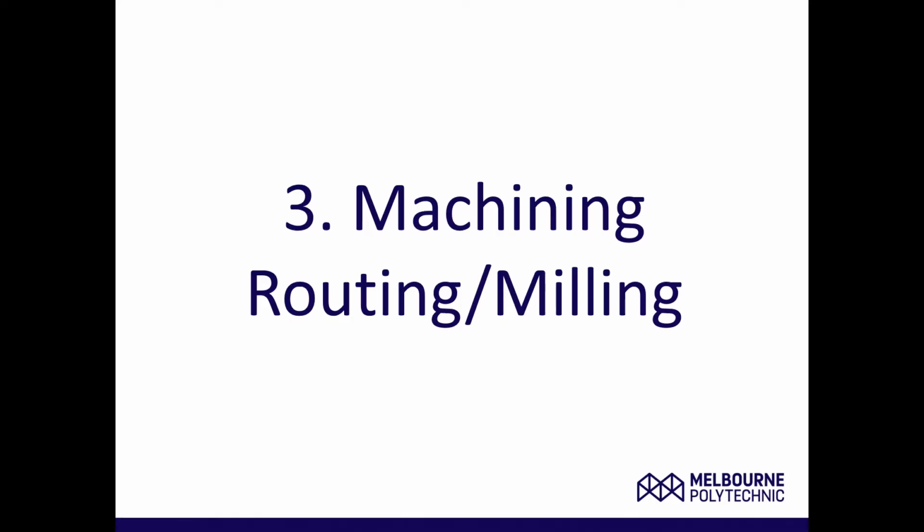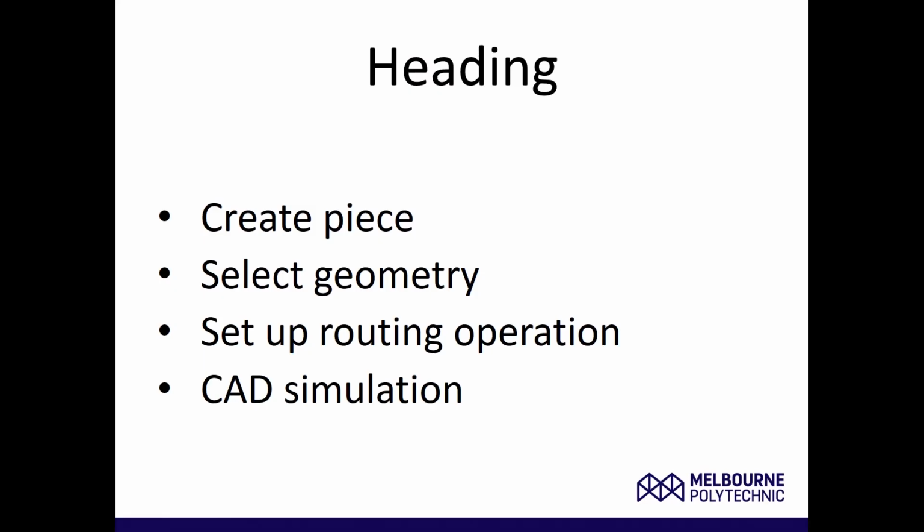So we've got our geometry that we've already created. Now we're going to apply some machining operations to that. So we'll kick off by creating the piece. We'll select the geometry, choose our routing operations, and then look at how to do a CAD simulation.